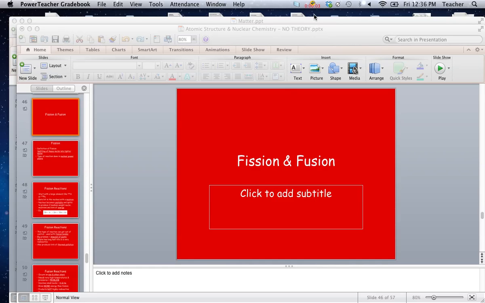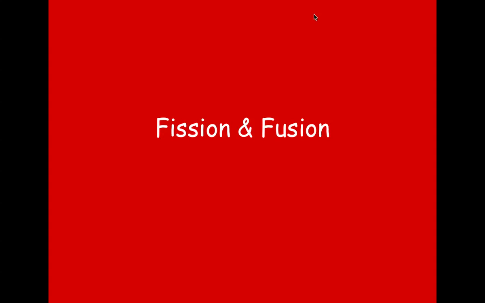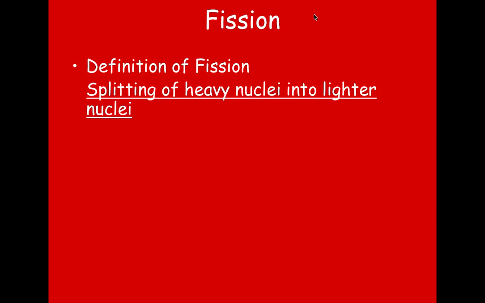So we need to talk a little bit here in nuclear chemistry about two concepts that I know that you've already discovered or discussed before, which are fission and fusion. And these are special types of nuclear reactions that we actually can use mostly for energy. So the first one we want to look at is fission. And fission is defined as the splitting of heavy or large nuclei into lighter or smaller nuclei.